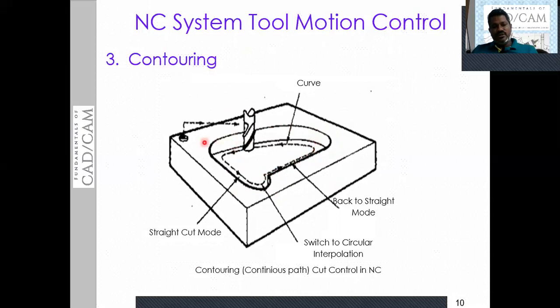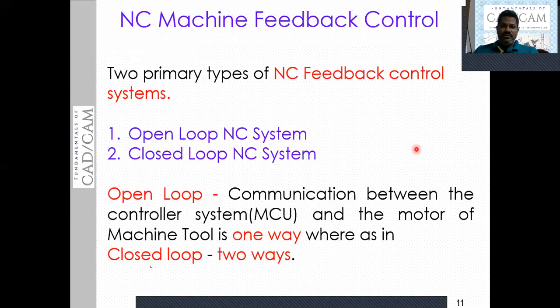As you can observe here, initially the tool is at this location. The moment the tool comes onto the surface of the plane, it will be operated in different modes, such as straight cut, then curve, and point to point modes are also possible in the case of contouring. Let me move on to the other types of control systems.